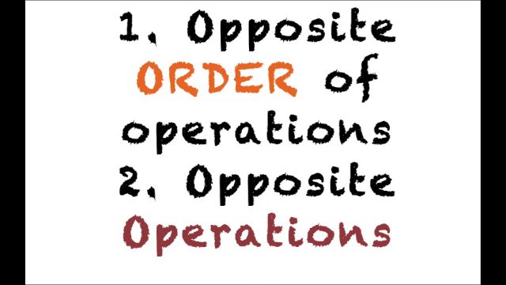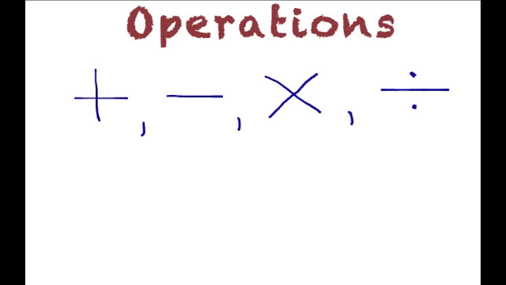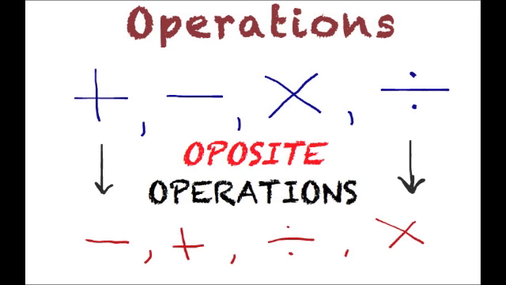So in order to know what the opposite is, let's talk about what the regular is. The regular operations are add, subtract, multiply, divide. When we talk about the opposite operations, well, the opposite of add is subtract, the opposite of subtract is add, the opposite of multiply is divide, and the opposite of divide is multiply.